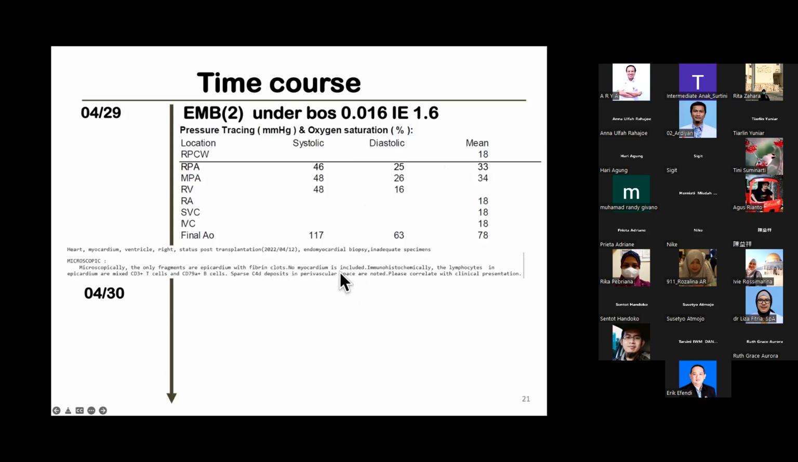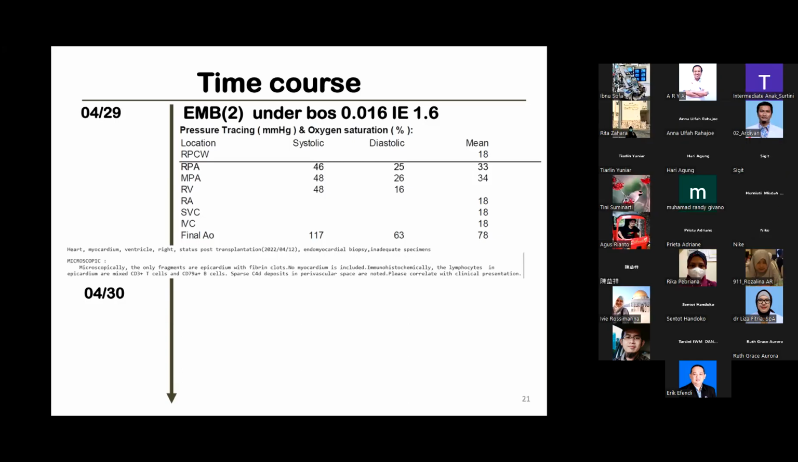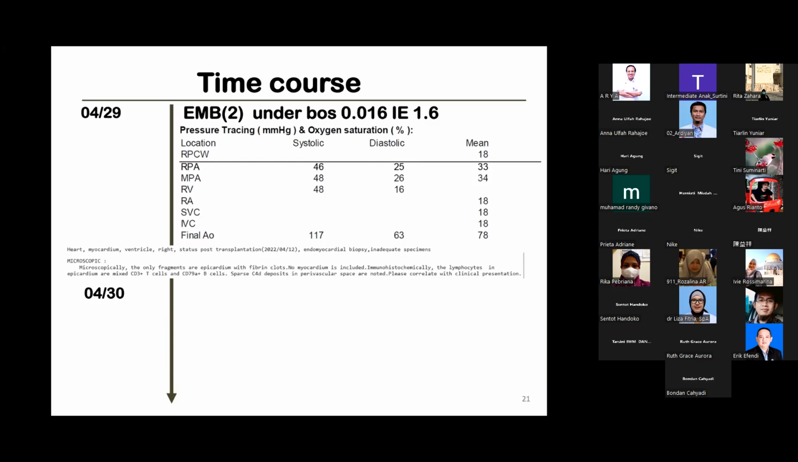There is no rejection, but you must be very careful about the biopsy data. You can see here, this is not an adequate specimen. So sometimes cardiologists do some biopsies with possible penetration. So don't believe one or two biopsies by themselves. If you have any doubt, just do it. And you will increase the experience of the cardiologist in doing the biopsy.